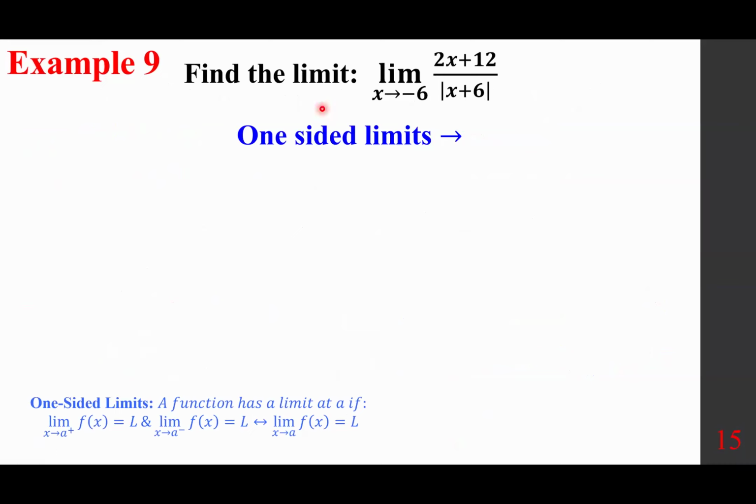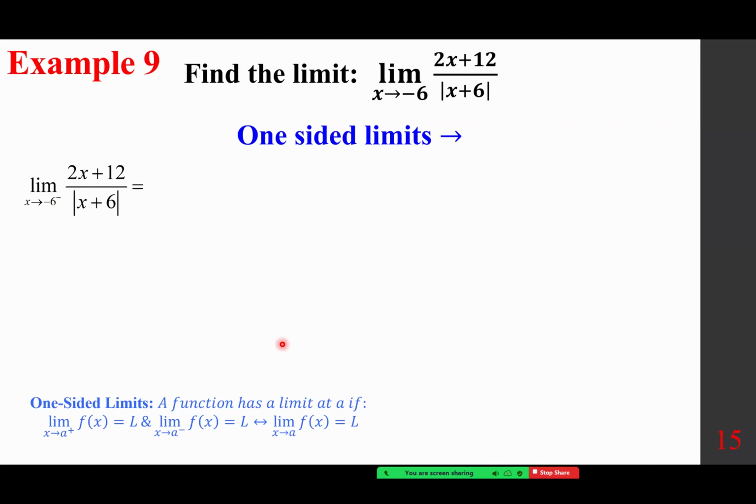Find the limit of 2x plus 12 over absolute value of x plus 6 as x approaches -6. And anytime you have an absolute value, you have to go with one-sided limits. And so we are going to look at this from the left side of -6.